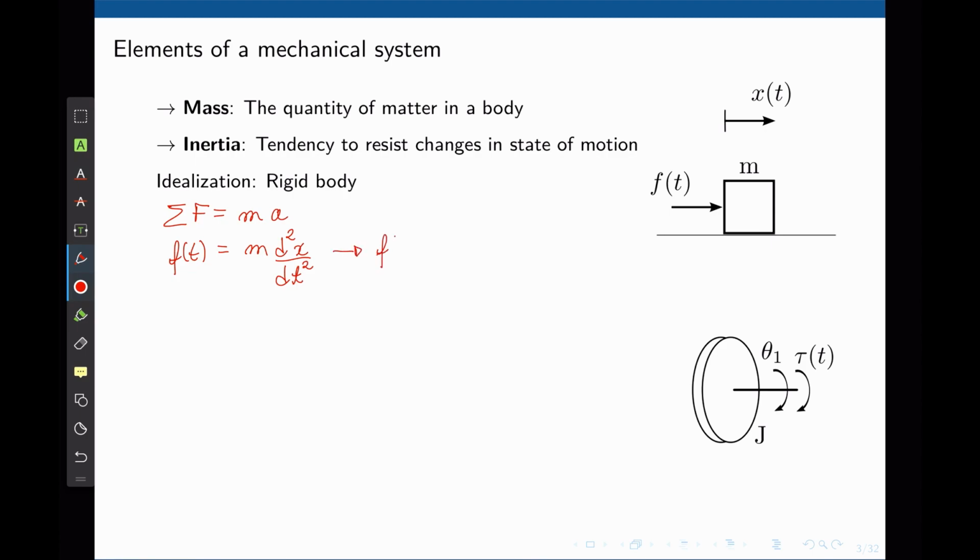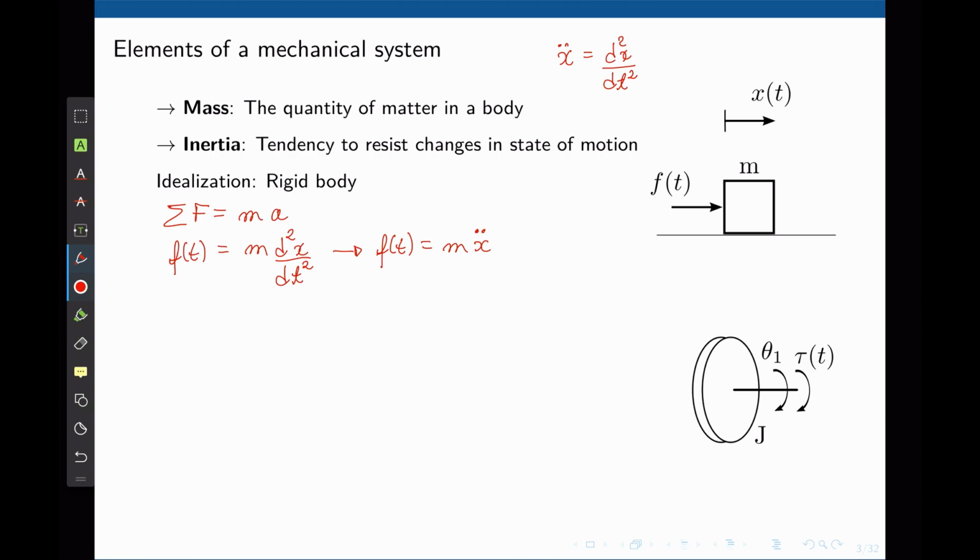We are going to use in this course the following notation. A derivative will be represented by a dot, a second derivative by a double dot. So you can write that f of t equals m, the mass, times the acceleration as a function of x, the displacement, that is x double dot, where again x double dot is the second derivative of x with respect to time.